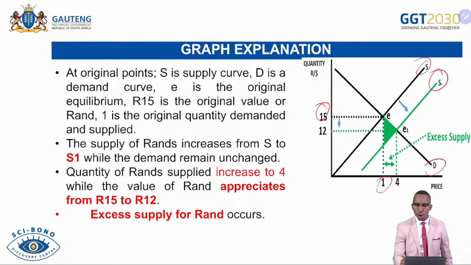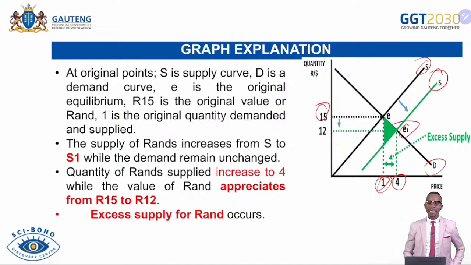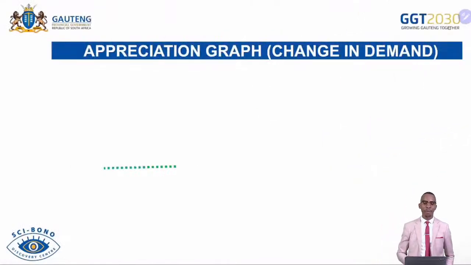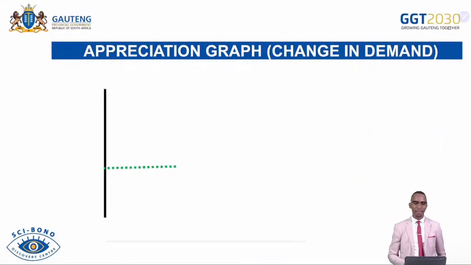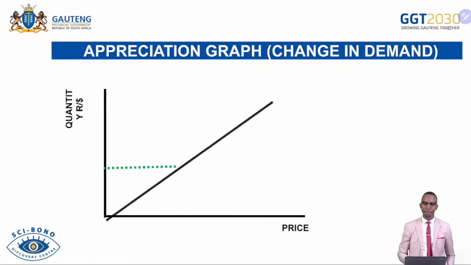That means there's an oversupply of rand than the rand that is demanded in the market. So that leads to the appreciation. Then it creates the new equilibrium, which is E1, and the new quantity supplied of rands is 4 units, while the demand remains at 1. That gives us the appreciation of the currency because of the excess supply. Our rand appreciates to 12 rand. So we pay 12 rand to afford $1 now. The second graph that shows the decline in demand is being displayed now.